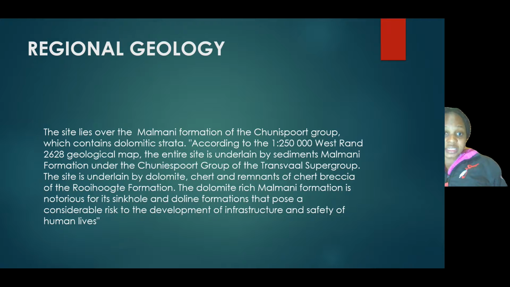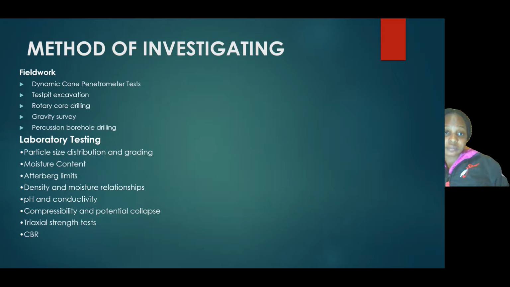The site is underlain by dolomite, chert, and remnants of chert breccia of the Rooigoed Formation. The dolomite-rich Maumani Formation is notorious for its shrinkage and doline formation that pose a considerable risk to the development of infrastructure and safety of human lives.